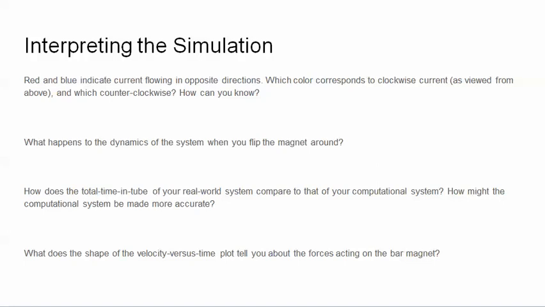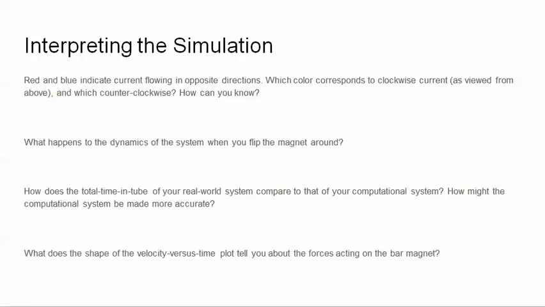What happens to the dynamics of the system when you flip the magnet around? When I attempted to change the code to flip the magnet, the colors changed, but it took the exact same amount of time for the simulation to run. Since Lenz's law would imply that there would still be an opposing magnetic field, this seemed to make sense.